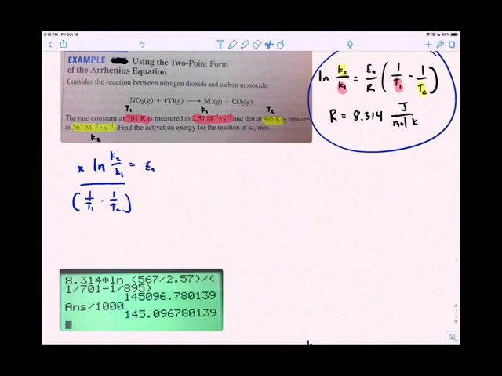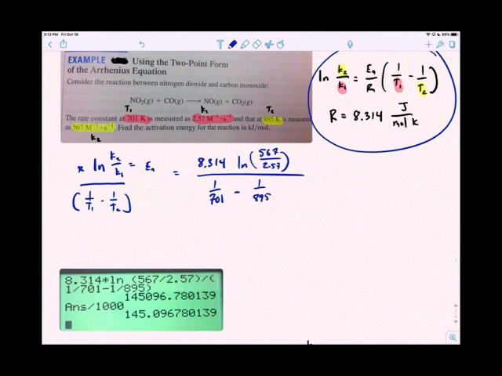You just have to plug in the numbers, and so the activation energy is going to be 8.31 times the natural log of K2 over K1, 567 over 2.57, all over 1 over T1, 1 over 701 minus 1 over 895.